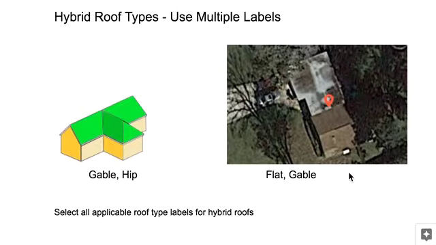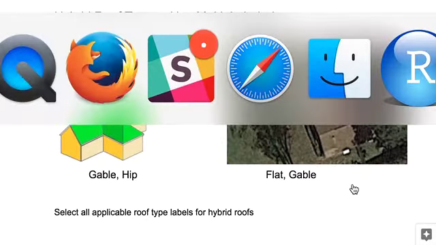In both cases, again, the rule is to select all the roof types you see in the picture. So in the first example, select gable and hip. And in the second example, select flat and gable. That's how the rule works. Now let me show you how you can actually do this using our QA website.